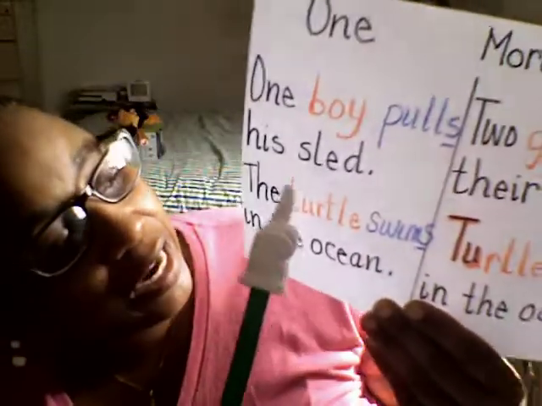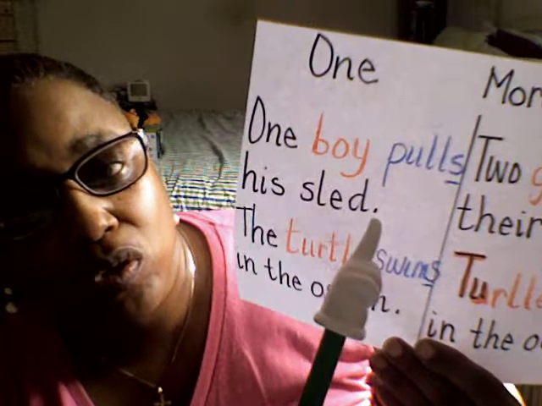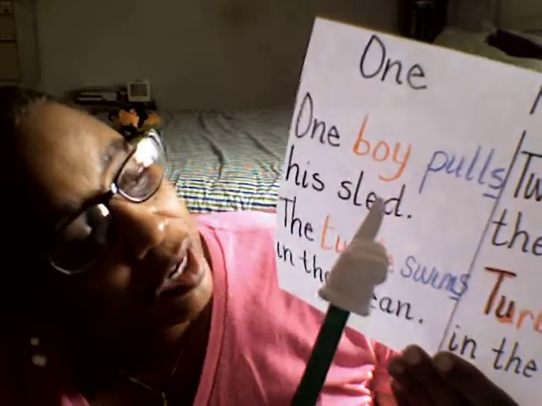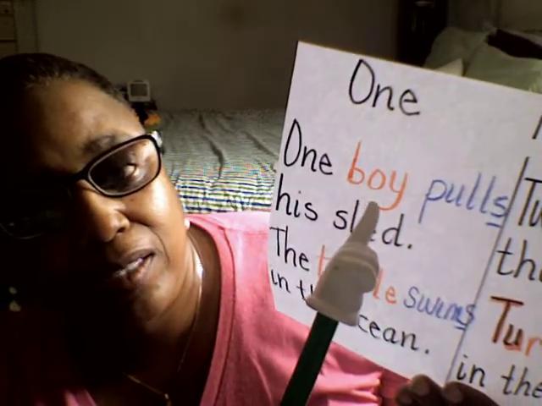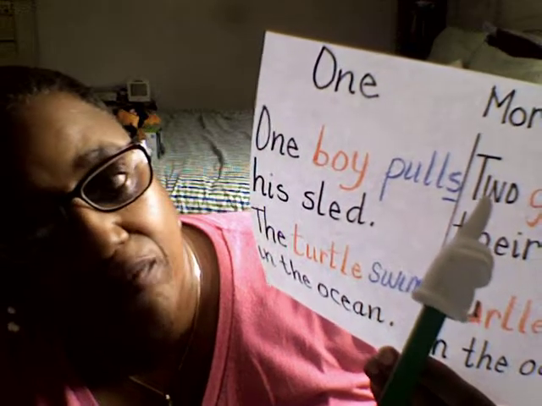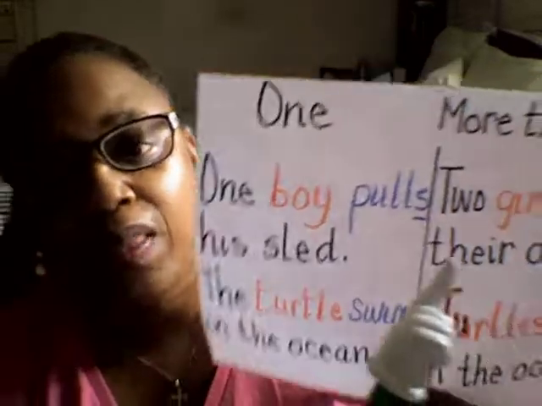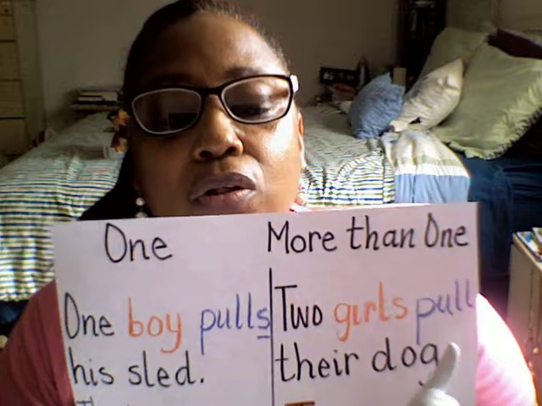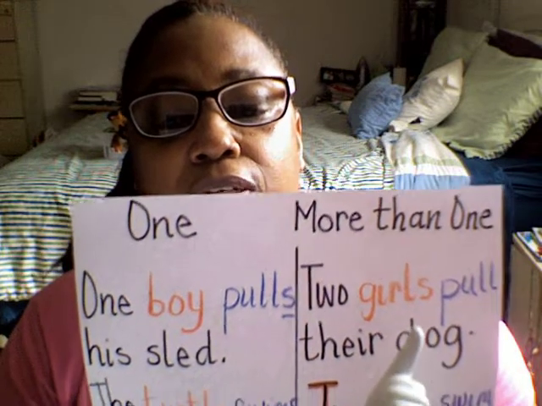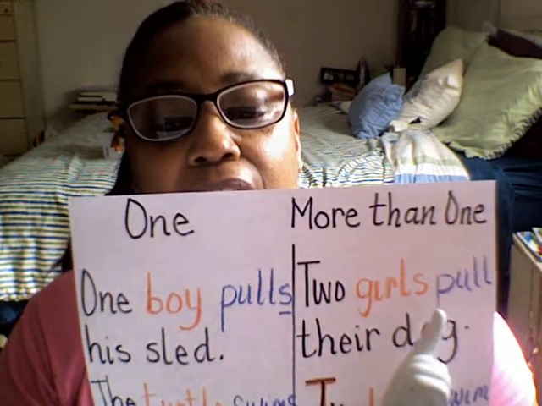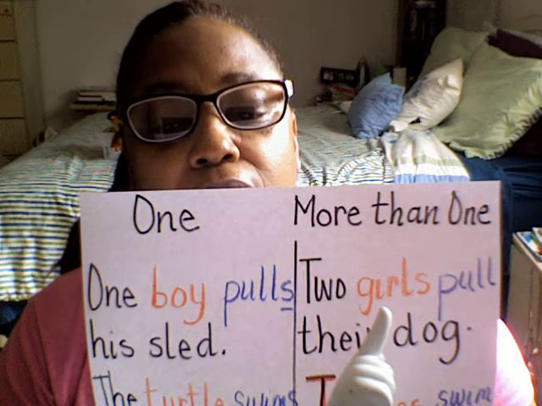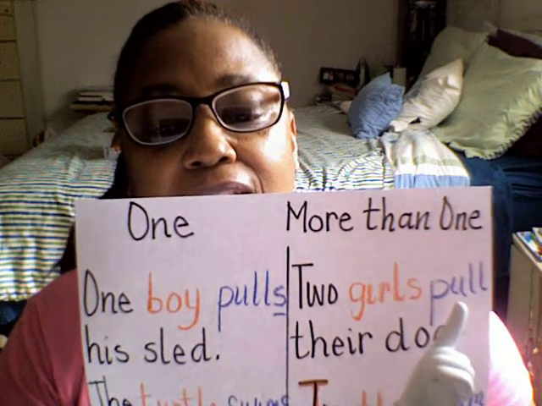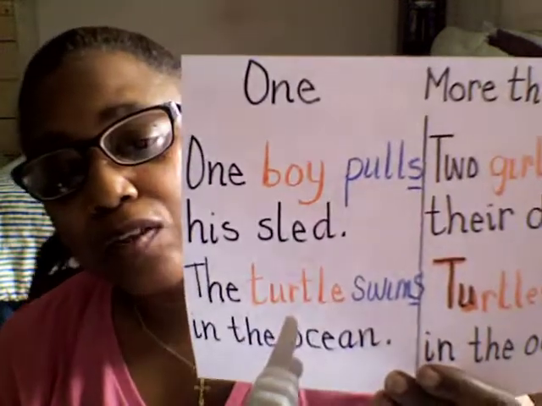So look at here. It has one boy pulls his sled. You see that? In orange, boy is singular. Pulls would have an S. Okay? And look at more than one. It says two girls pull their dog. Do you see that? And here, girls is more than one. So the verb does not have an S. Do you see that? And let's look at another one.